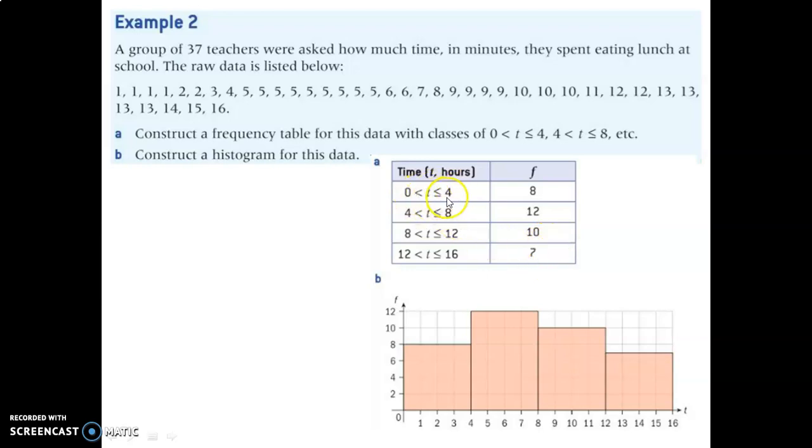Notice here, because this is 0 to 4, including 4, if you see a value 4, it's included in this first class, so that would be included here. Whereas here, you would not include 4, you would only have 8 included, so 5 and all the way up to 8. Check your work carefully. This is a histogram. Great job. Everything's connected here.